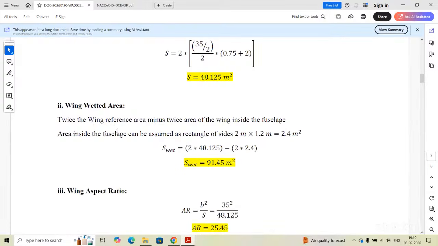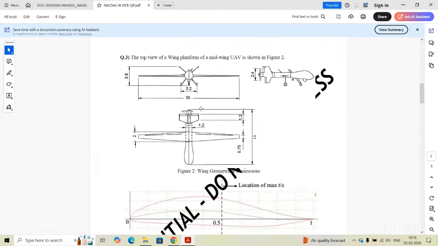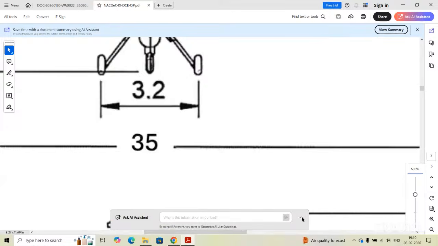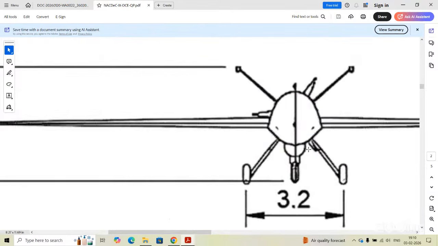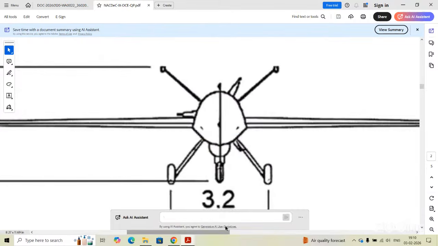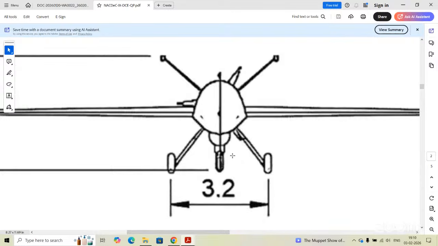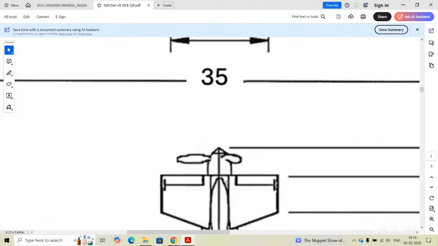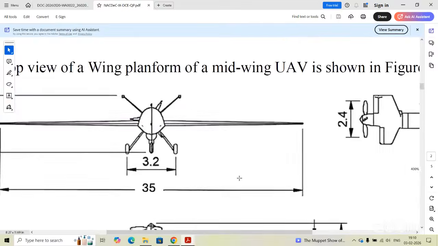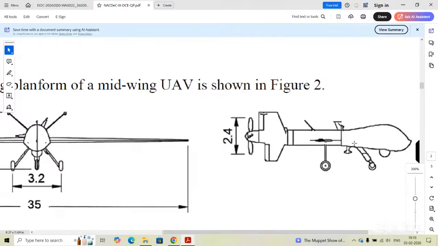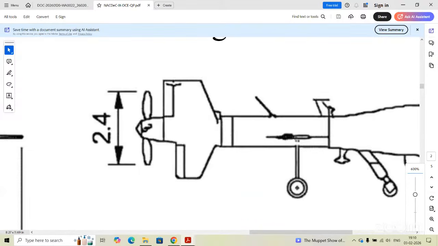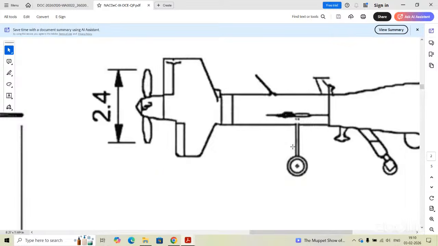For the wetted area, it can be seen it is a mid wing configuration. In the top view, in the front view, it can be seen that the wing is going through the fuselage, and from the side view also, you can see the wing is here. So it is going through the fuselage.